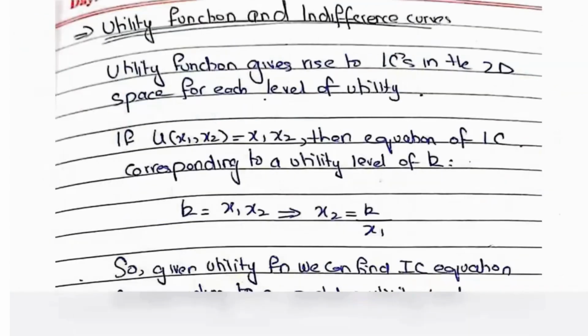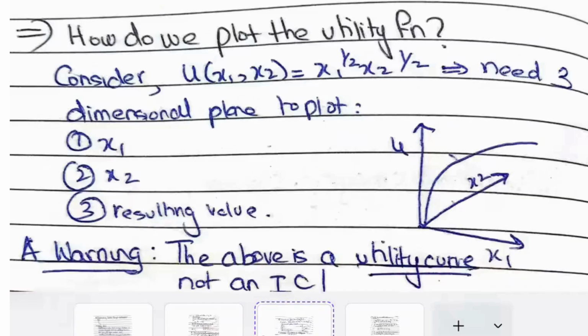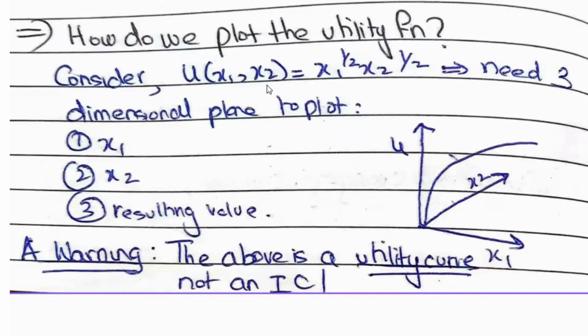But now let's look at how utility functions are related to indifference curves. Utility functions give rise to indifference curves in the 2D space for each level of utility. What this means is that in our utility function, for any given level of utility, we can find an indifference curve corresponding to that utility level. If I fix the utility level, then all combinations of x1 and x2 that give me that level of utility will give rise to an indifference curve corresponding to that level of utility. So when you want to plot indifference curves using a utility function, you have to fix the level of utility. Then all those combinations of x1 and x2 that give rise to that level of utility give rise to an indifference curve corresponding to that utility level.